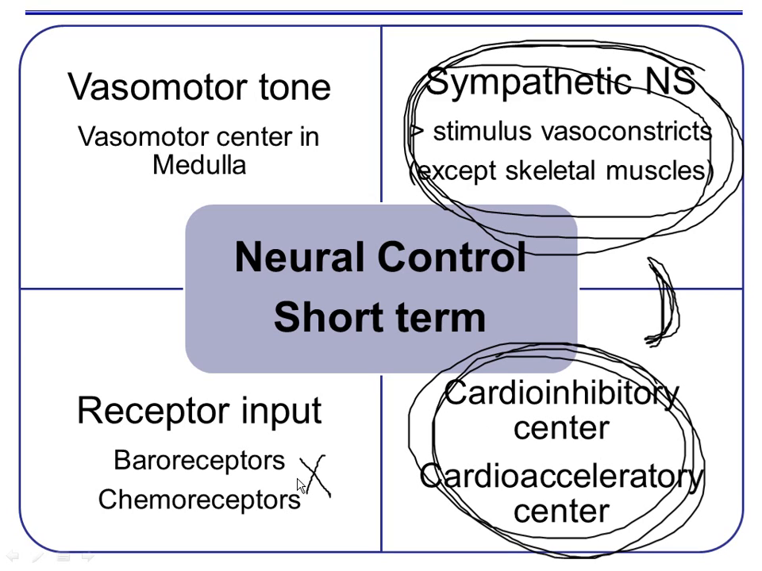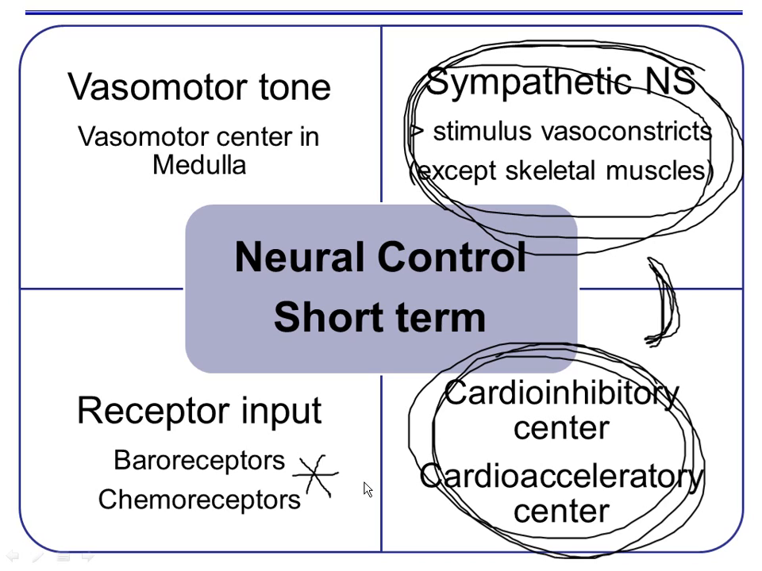So that means that I have to have some method of monitoring these pressure gradients and monitoring the environment. And I monitor this environment with baroreceptors and chemoreceptors. Baroreceptors detect pressure. Chemoreceptors detect chemicals or amounts of molecules in the environment. So again, from the top, I can in the short term use my nervous system to control vasoconstriction, with sympathetic nervous system neurons. I can also use my nervous system in the short term to control heart rate, with the cardioinhibitory or cardioacceleratory centers.